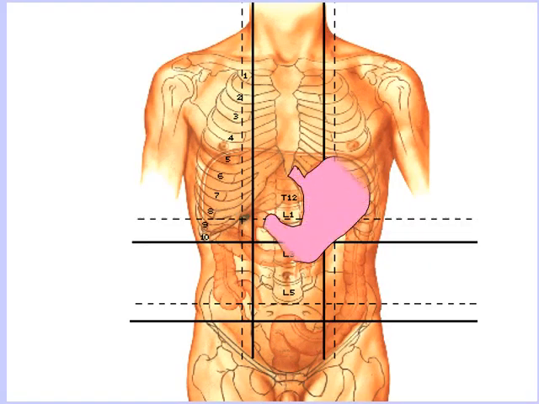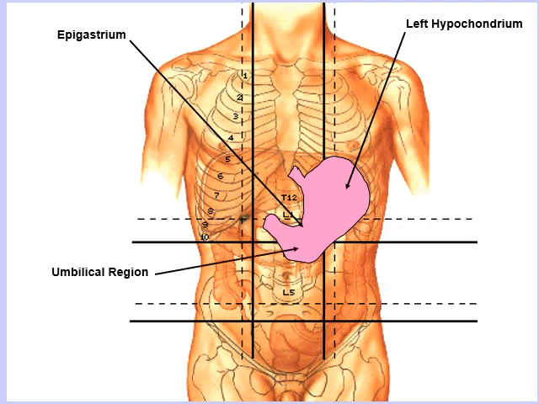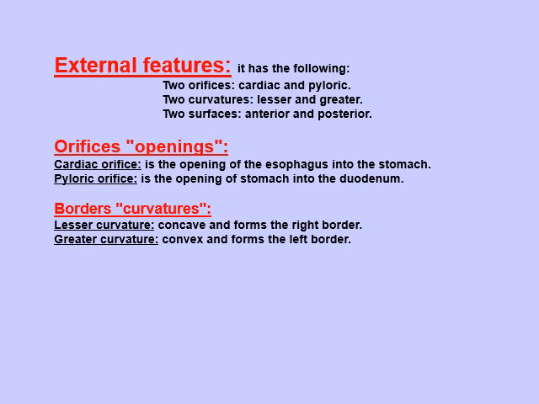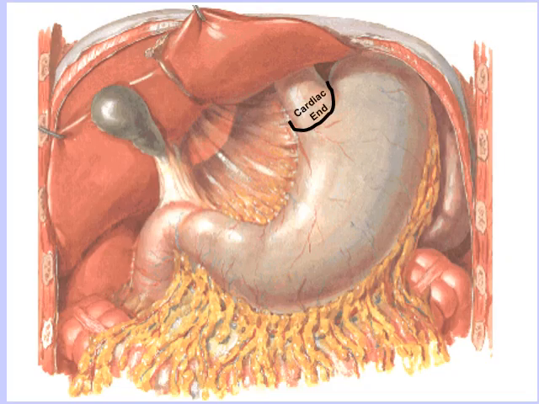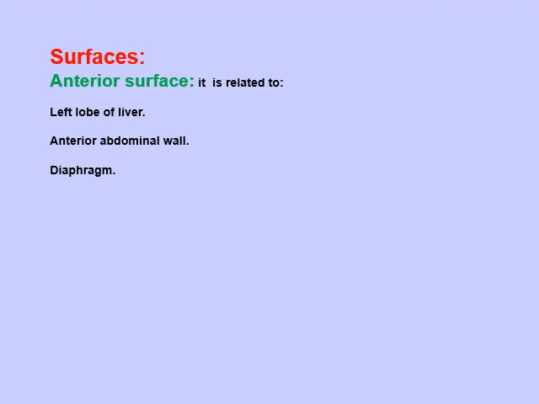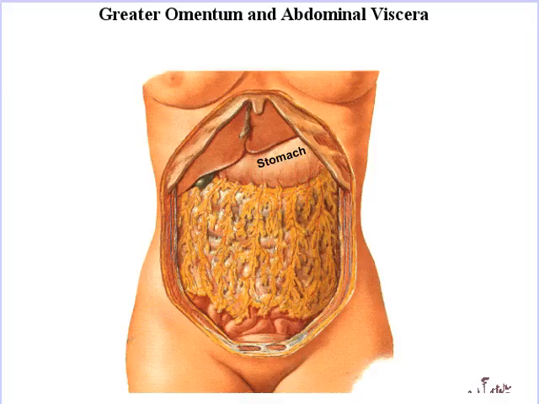The stomach lies in 3 regions: left hypochondrium, epigastrium, and umbilical region. We have 2 shapes of stomach: J-shaped stomach and steerhorn stomach. The stomach has a cardiac end, pyloric end, lesser curvature, greater curvature, and anterior superior surface, which is related to the left lobe of the liver, anterior abdominal wall and diaphragm. So the anterior surface of the stomach is related to the anterior abdominal wall.